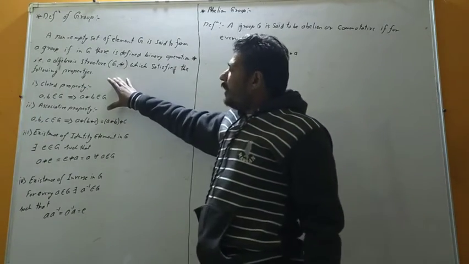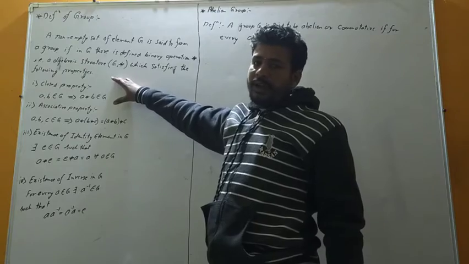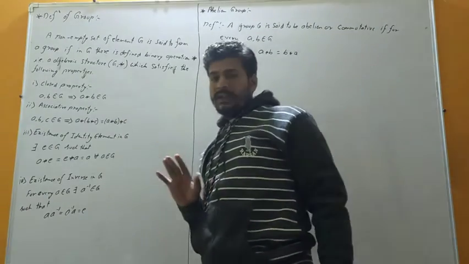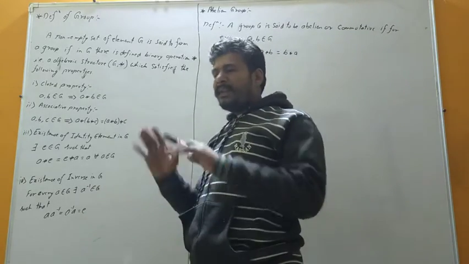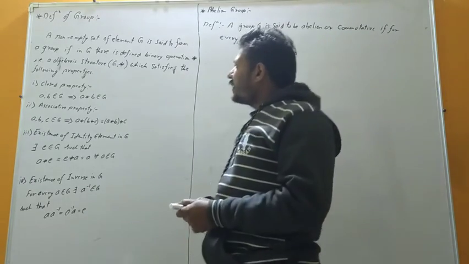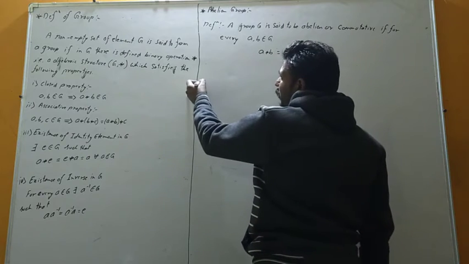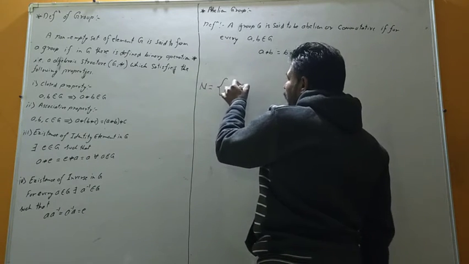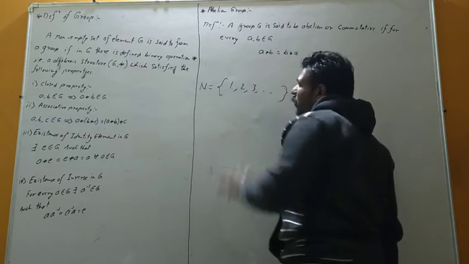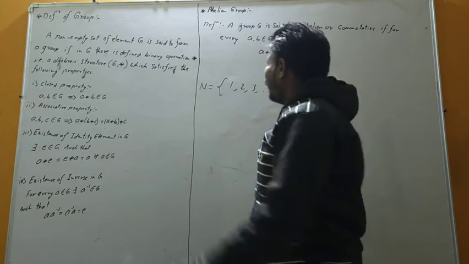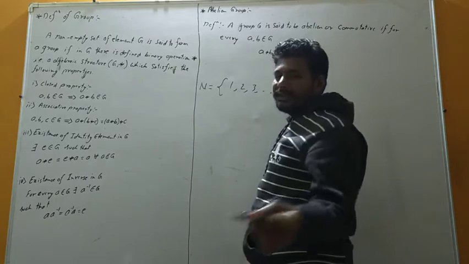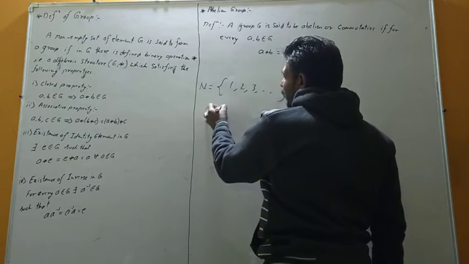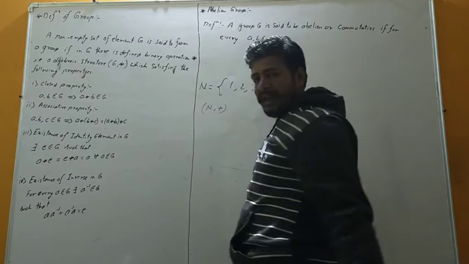Let us discuss the first, the closed property. In the previous lecture we also discussed what the closed property is. If we consider any set, for example the set of natural numbers, the natural numbers are 1, 2, 3, and so on. What is a closed property? If we take a binary operation, that is addition, addition is a binary operation, so N star or N plus, that we have discussed.